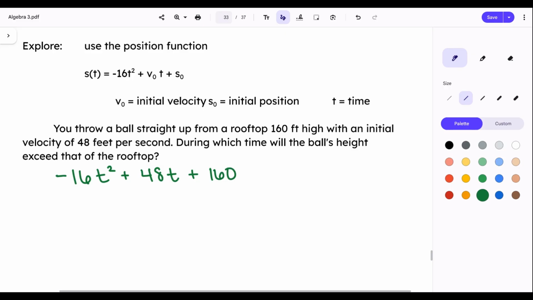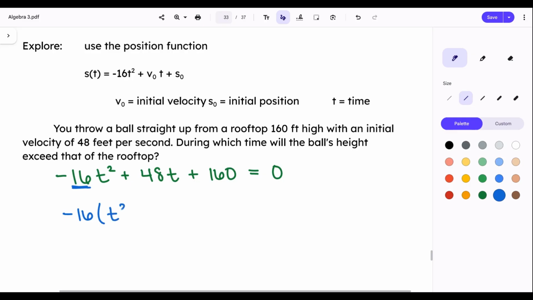We want to say which time will the ball's height exceed that of the rooftop. So for right now I'm going to think about what happens if it would just be equal to 0, because we're talking about time. Now what I'm going to do is first see if I can take out anything to make this a little bit easier to factor. Can I take a 16 out of all three terms? Check that middle one. Does it work? It does? Okay, so let's take out a negative 16.